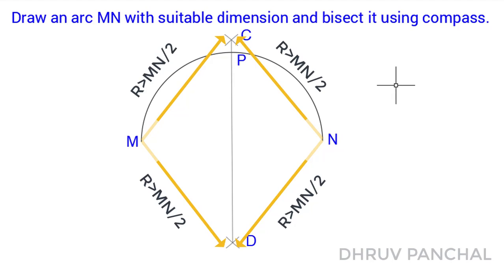Here point P bisects the given arc MN. By using this method, we can bisect an arc having any dimension.